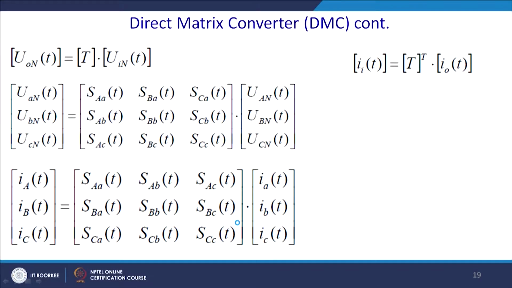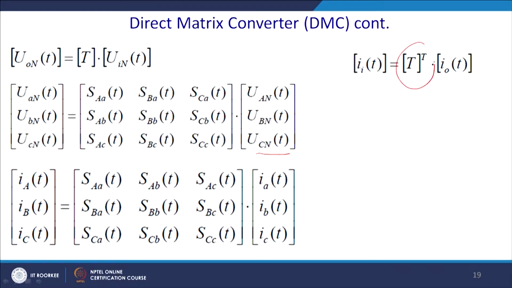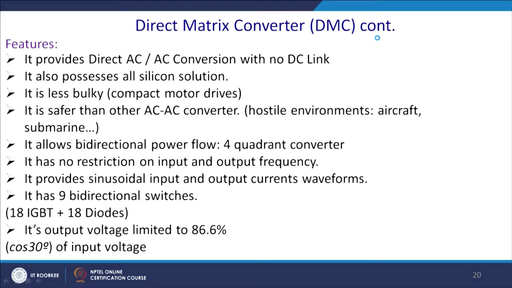So, this is the overall transfer matrix. The output voltage equals this transfer matrix of 9 elements, considering that it is a 3 phase to 3 phase conversion. Of course, you can have a 3 phase to 5 phase conversion also, and you can apply this there. Now, this is for the voltage, and if you wish to have the current, then you have to take the transpose of this T matrix to get the input and output relations.